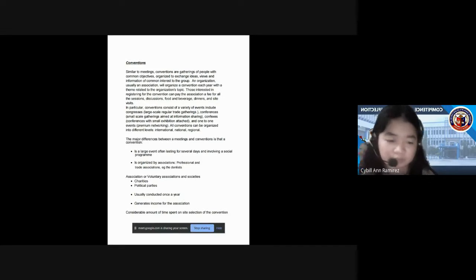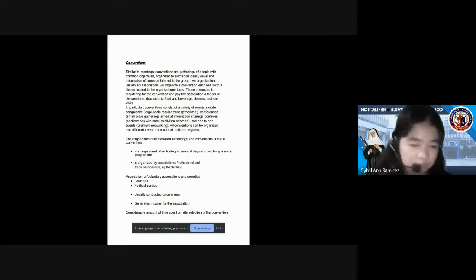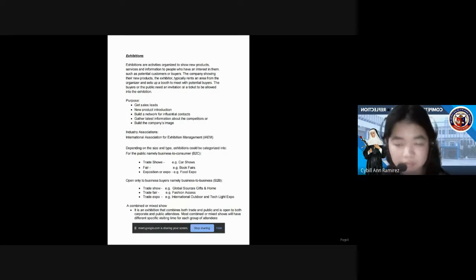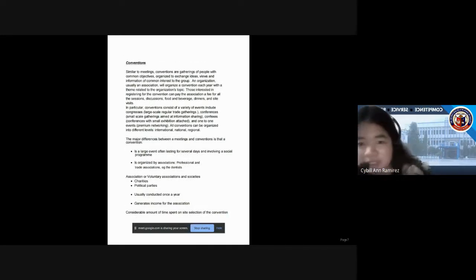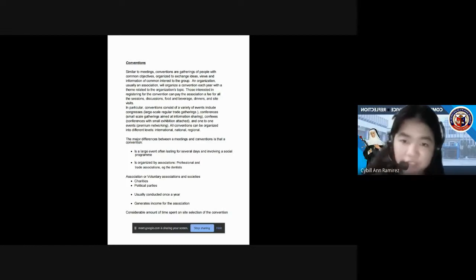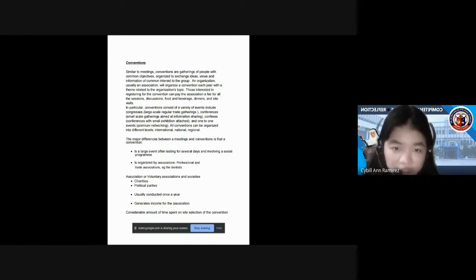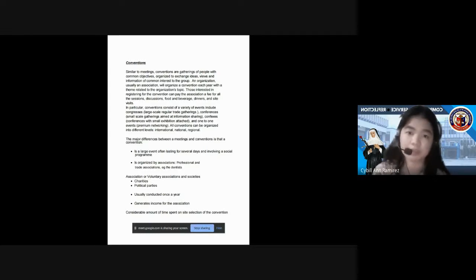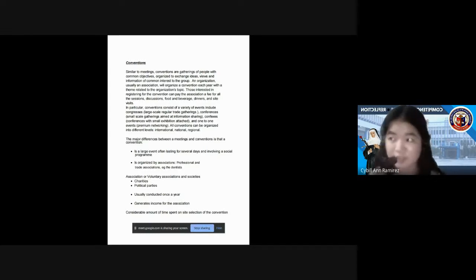So, let me elaborate on these. The major difference between meetings and conventions is that a convention is a large event lasting several days and involving a social program. Meetings only last for a couple of hours, compared to conventions, which sometimes last like a week. The longest is one week or two weeks.